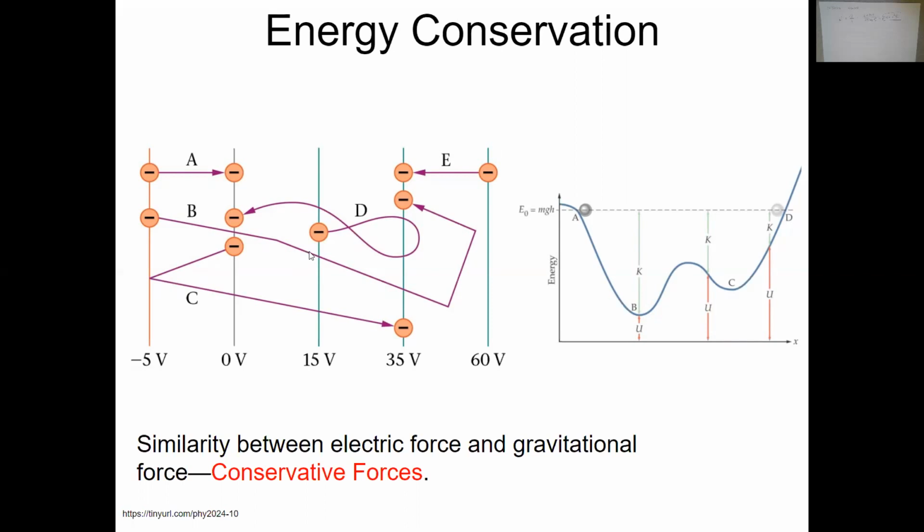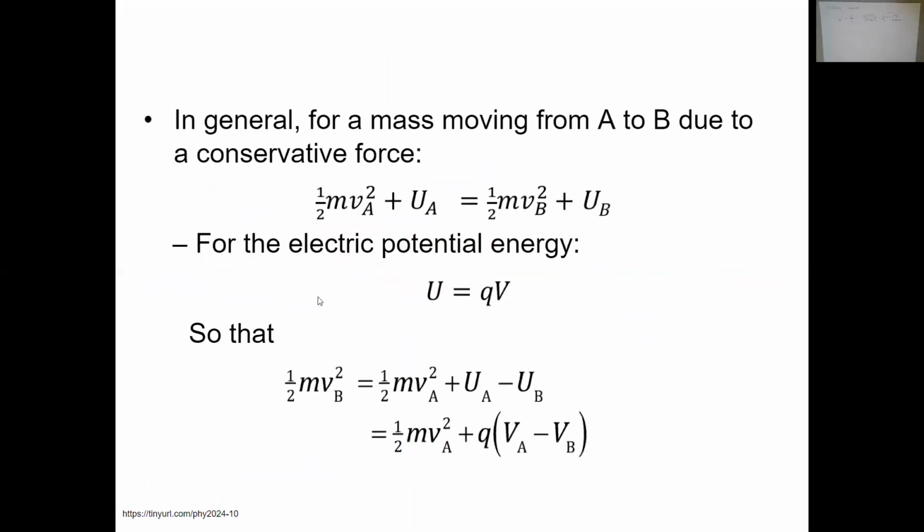Up to this point, we know there are three conservative forces: the gravitational force, the electric force that we just learned, and the spring force by a spring, which we learned last semester. In general, if you just have a conservative force, then the kinetic energy and potential energy will be conserved.